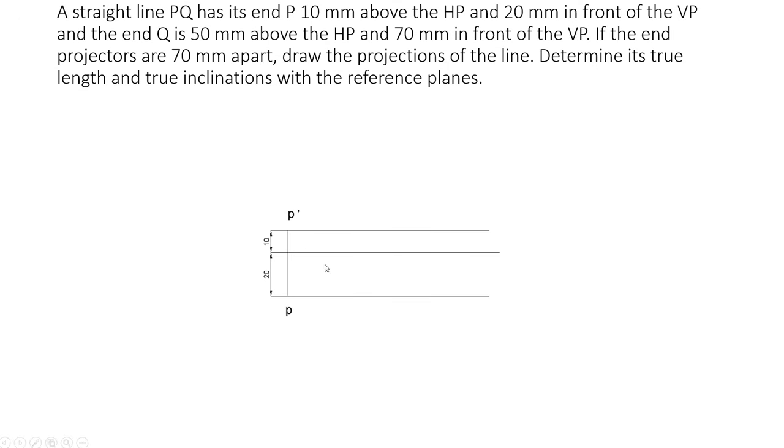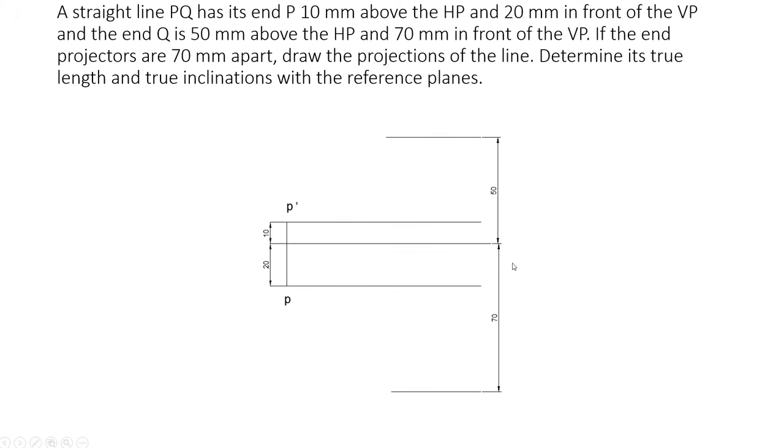Since the given end is 10 mm above HP and 20 mm in front of VP, draw a reference line and mark a point here. From there, mark 10 mm above this point. Name that point as P dash, since it is the front view. Now it is also 20 mm in front. 20 mm in front is below in top view. So from this point, mark 20 mm downwards. Name that point as P. Do the dimensioning 10 mm and 20 mm. Also draw the reference lines, and also draw the locus of this P dash and P.